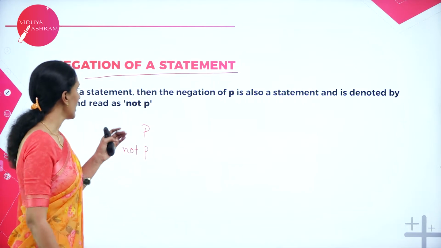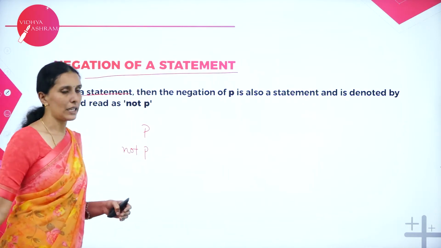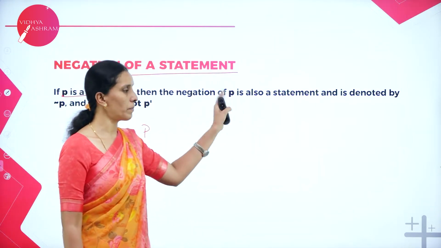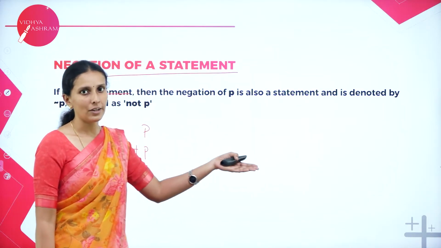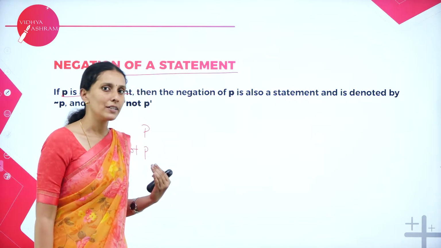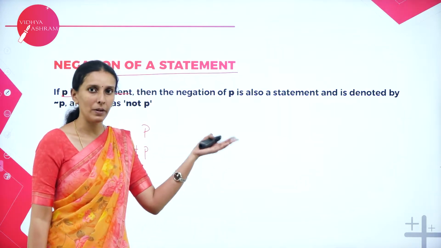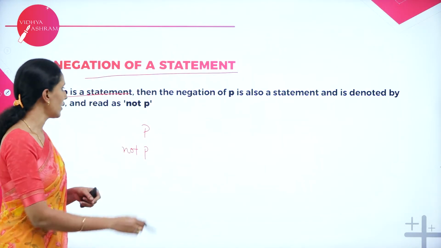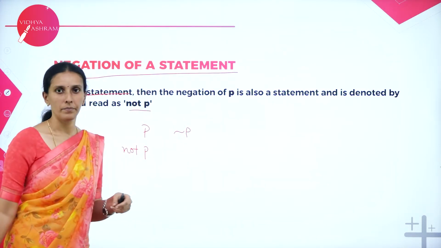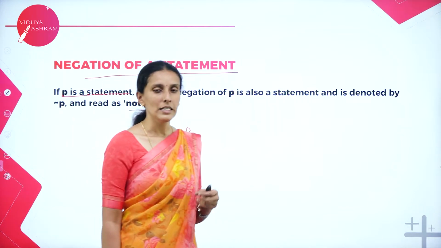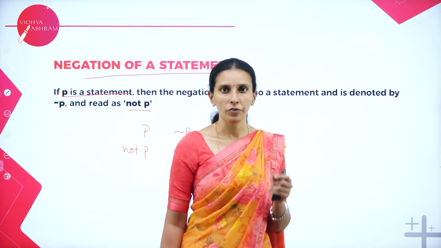So if you have any P as a mathematical statement, the negation of P is also one more statement. If P is true, then negation P is false. If P is false, then negation P must be true. And it is always denoted by not P. Sometimes we use a symbol like this. Suppose I say 6 is a multiple of 2.